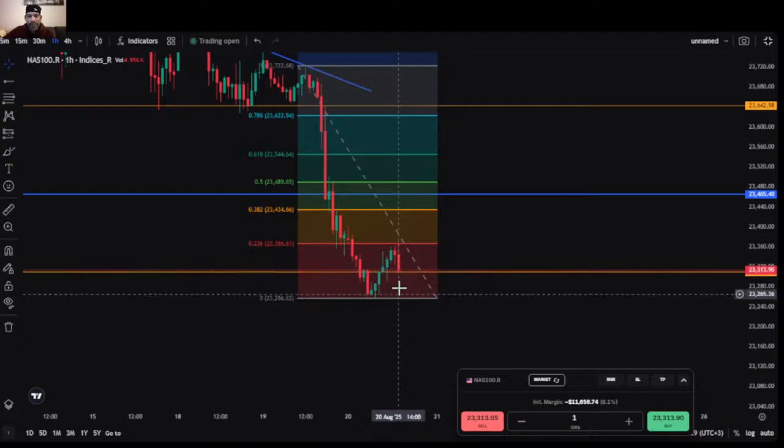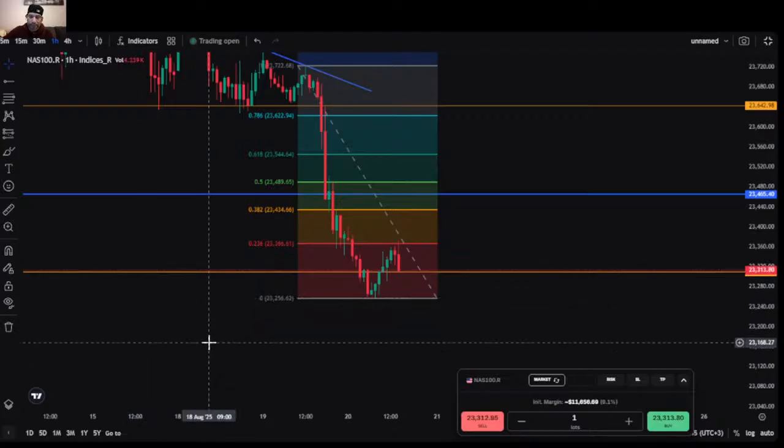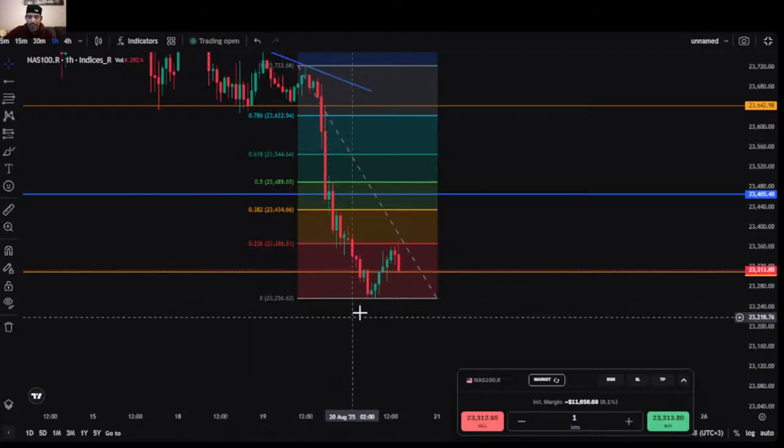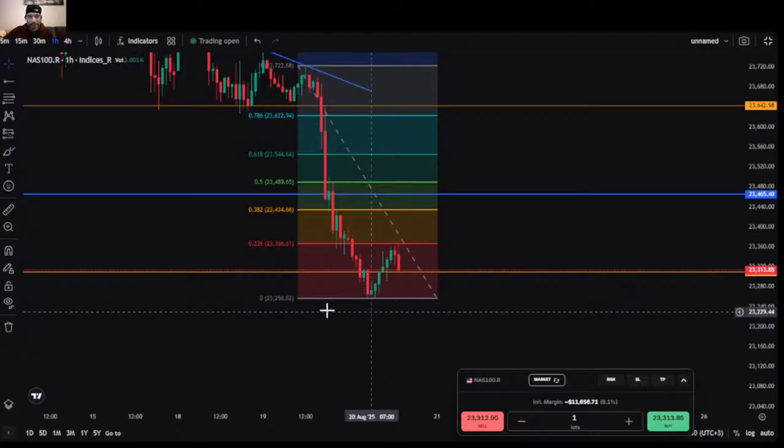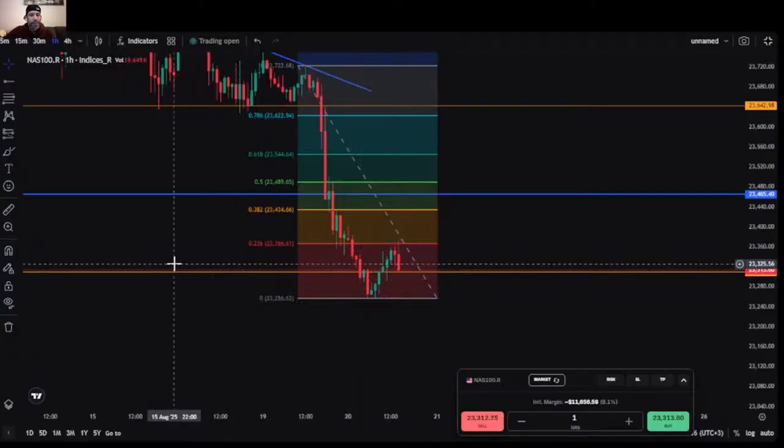So if we do come back down, like I said, you see, we break below this, we could see the continuation. So this could have been that correction to the move up. But yeah, I think for NAS, for me to take any sell entries, at least off the 1 hour, I would need a closure below this level here to take it down.